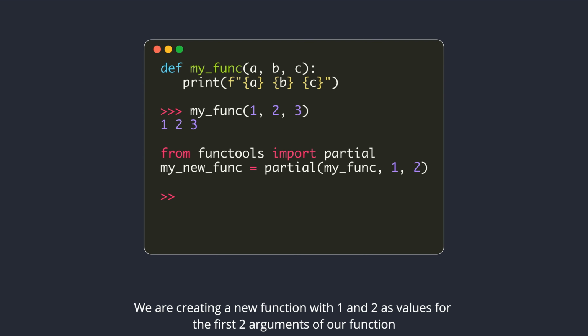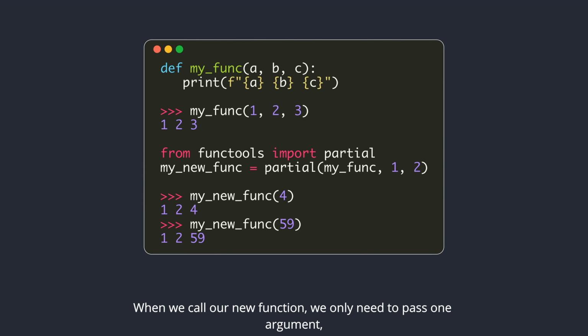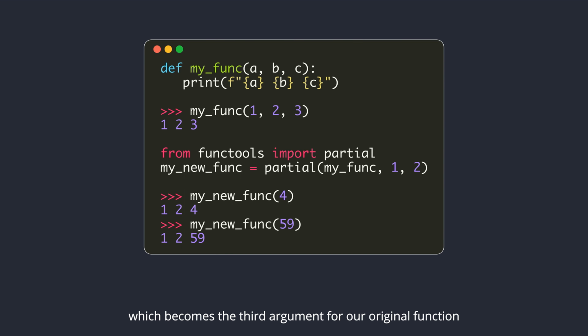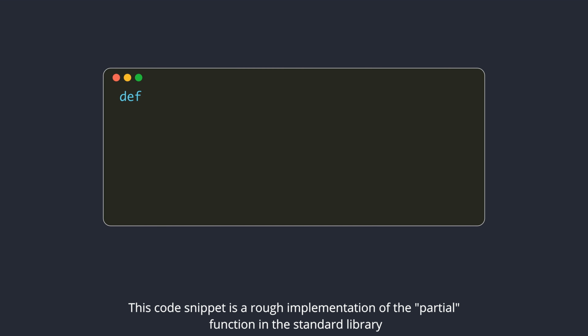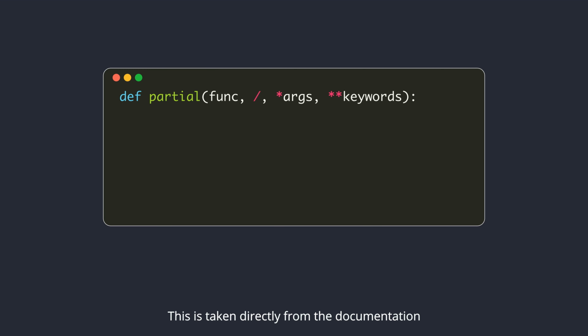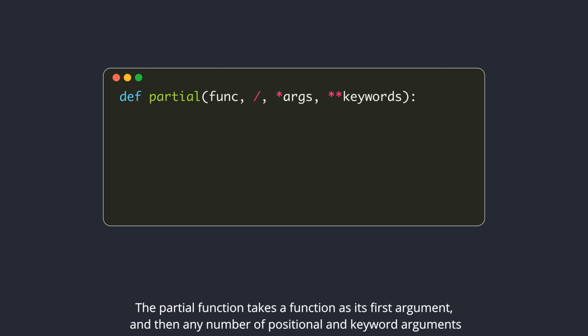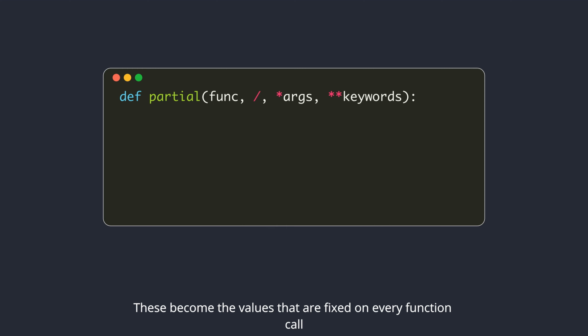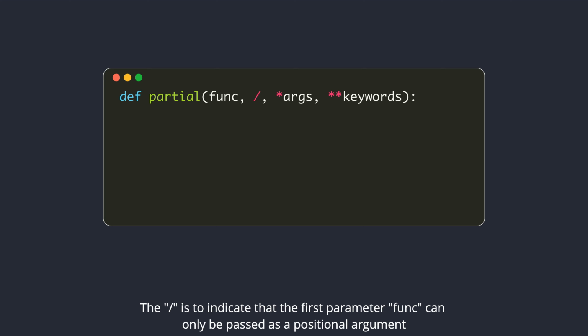We are creating a new function with 1 and 2 as values for the first 2 arguments of our function. When we call our new function, we only need to pass 1 argument, which becomes the 3rd argument for our original function. This code snippet is a rough implementation of the partial function in the standard library. This is taken directly from the documentation. The partial function takes a function as its first argument, and then any number of positional and keyword arguments. These become the values that are fixed on every function call.